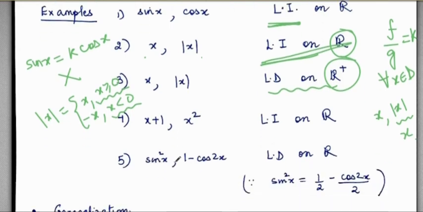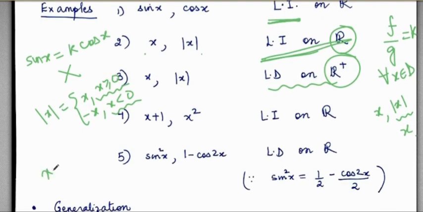So let's look at x plus 1 and x square. If you take the ratio of x plus 1 by x square, it's not a constant on R. So you can say that they are linearly independent. Now let's look at sine square x and 1 minus cos 2x. We know that sine square x can be written as half times 1 minus cos 2x. So their ratio is equal to half, which is a constant. So they are linearly dependent on R. So that's how you decide linear dependence or independence of given two functions.